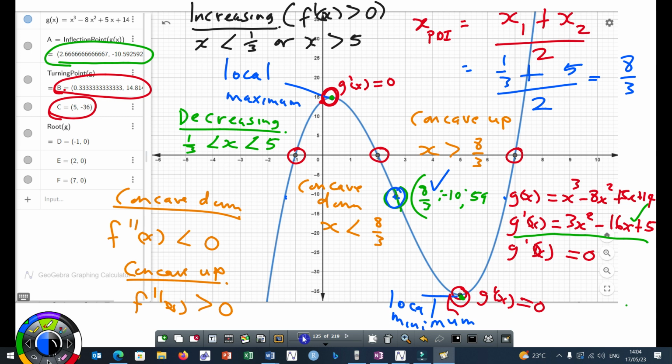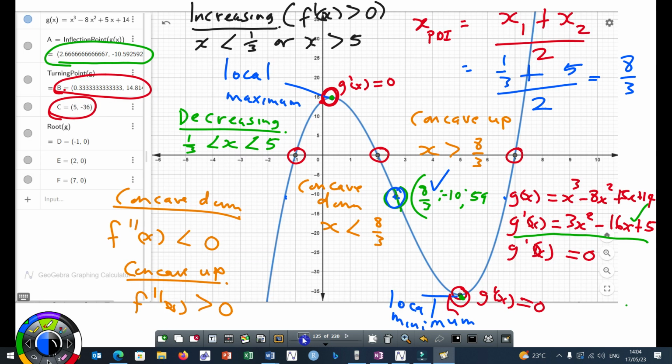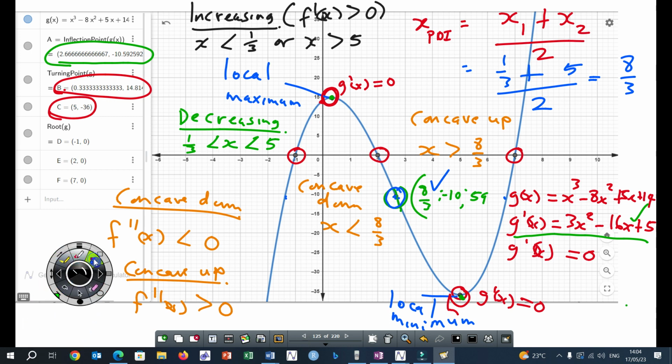Equation of tangent, yes. Okay, so I'm going to work backwards. Let me choose a point on this graph. Let me make it simple. So let's say we've got a point here. X is 6 there. Right? Let's draw a tangent.